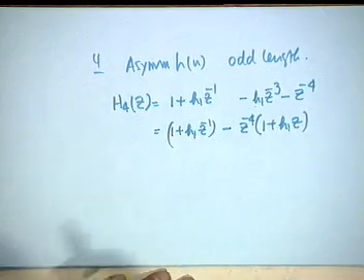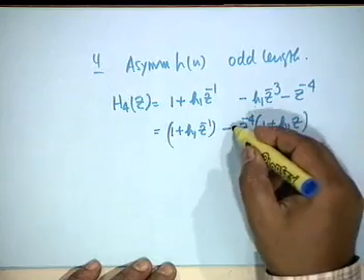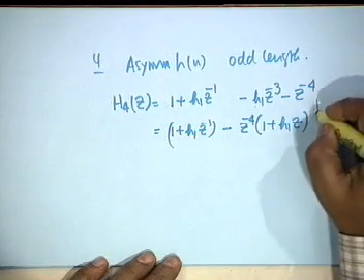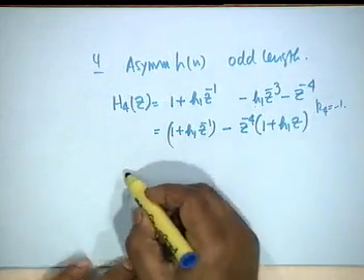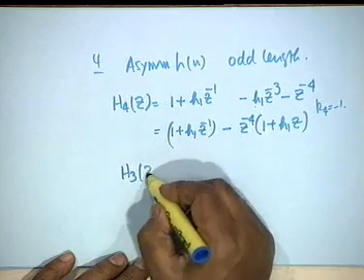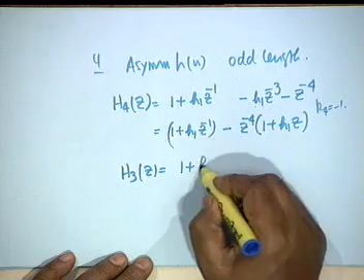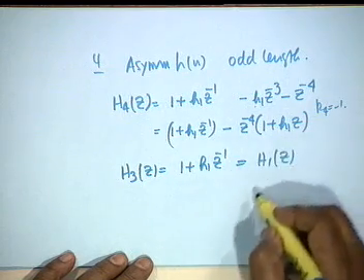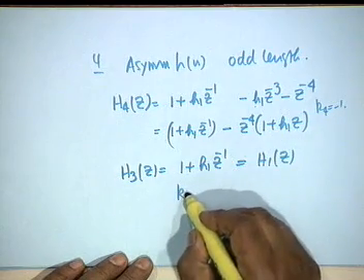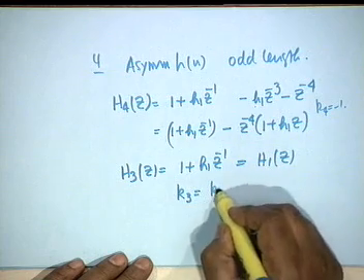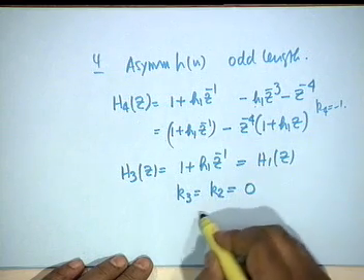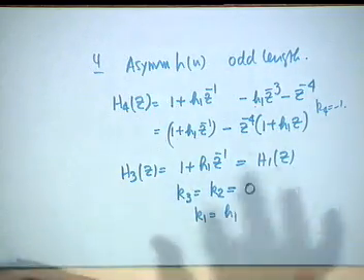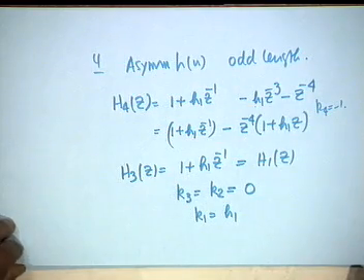All right? Why does the minus sign come? Because K4 is equal to minus 1. Therefore, H3z is equal to 1 plus H1z inverse, which is H1z. Therefore, K3 equal to K2 is equal to 0 and K1 equal to H1. No calculation, it is by observation.